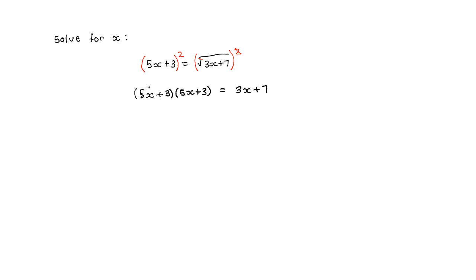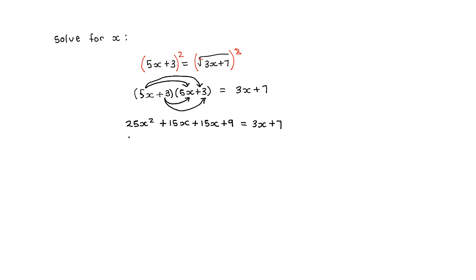So we have to go 5x times 5x, which will give us 25x squared. And then we need 5x times positive 3, which is a positive 15x. Then we need positive 3 times 5x, which is also positive 15x. And then we need positive 3 times positive 3, which is a positive 9. And this equals 3x plus 7.